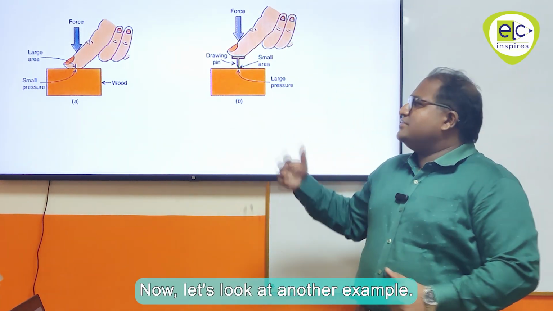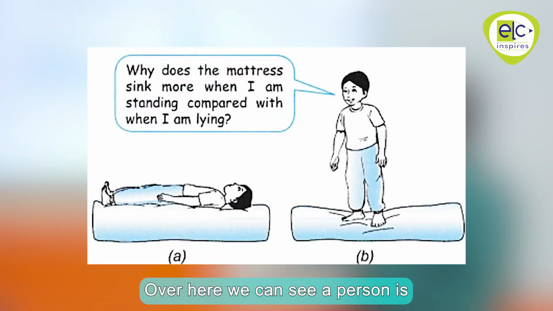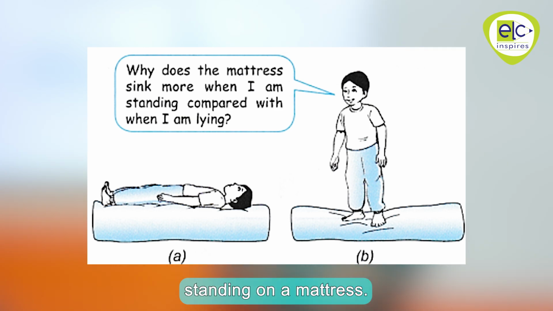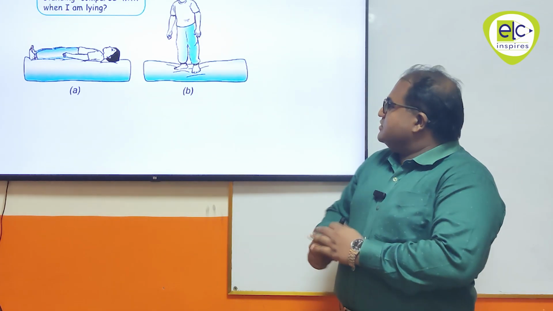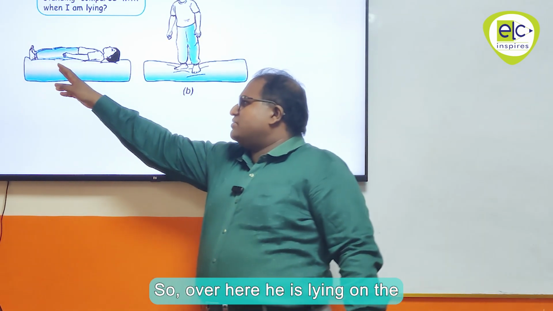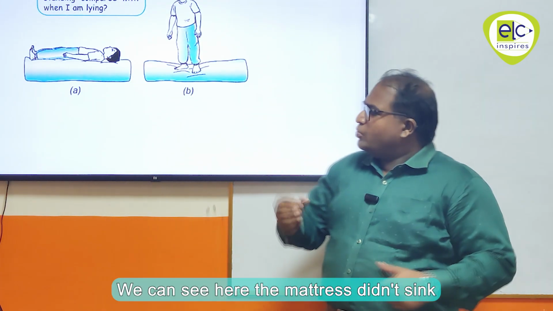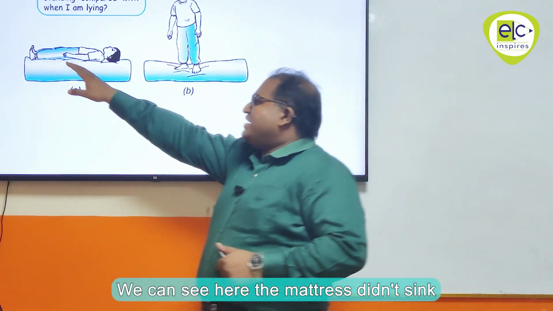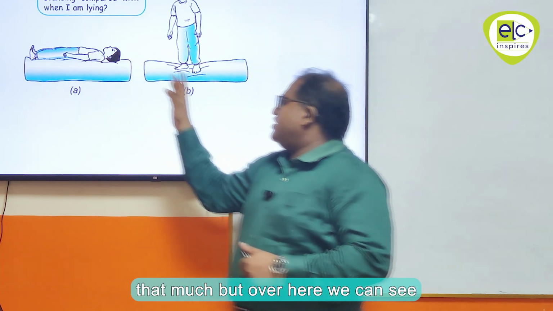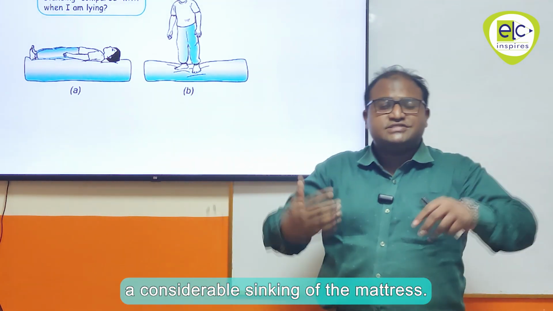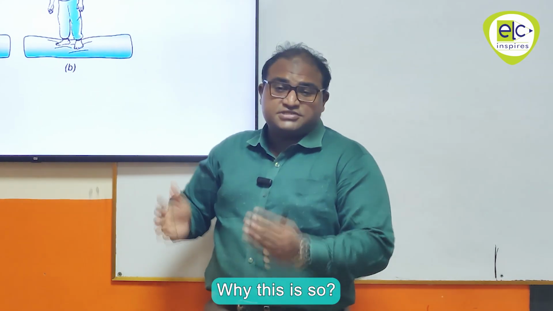Now let's look at another example. Over here, we can see a person on a mattress. Here he is lying on the mattress, and here he is standing on the same mattress. We can see the mattress didn't sink that much here, but over here we can see considerable sinking of the mattress. Why is this so?